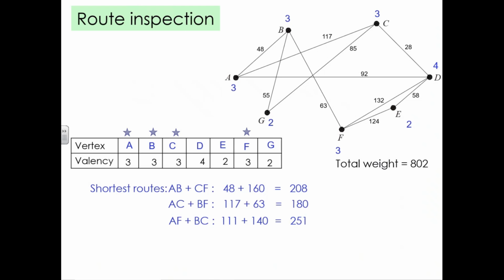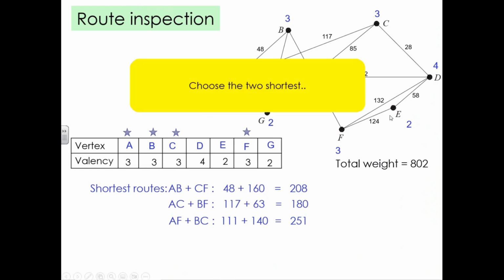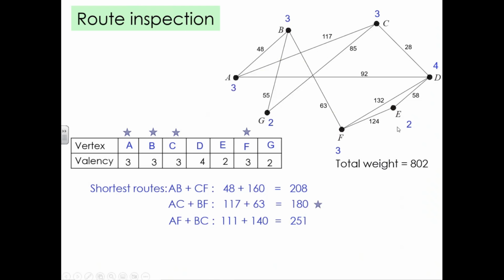Out of these 3, we're going to choose the middle one. The middle is the shortest option that we have, A, C, and B, F. These were the direct ones this time. So what this means is that A to C and B to F are the arcs that we are going to review.